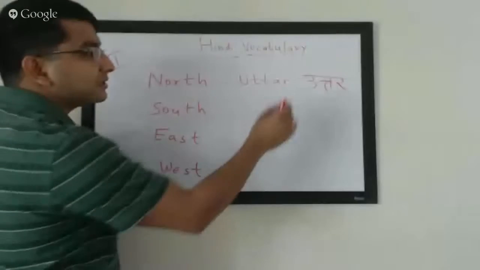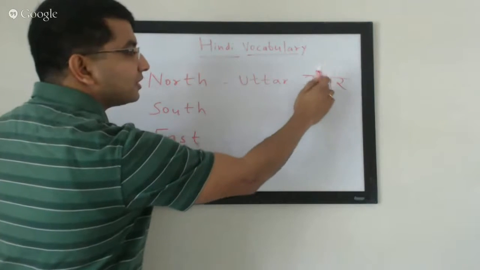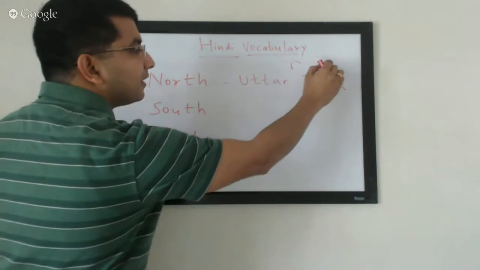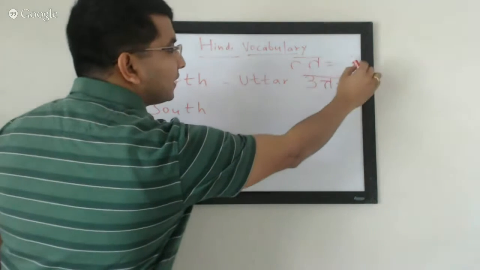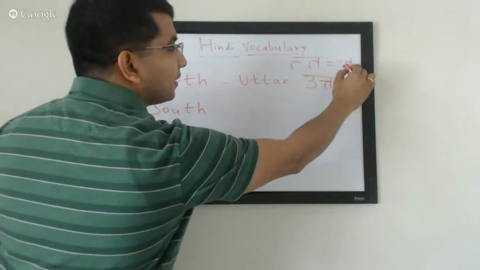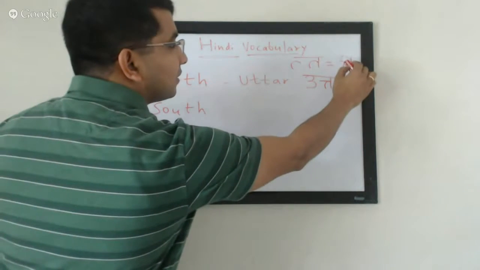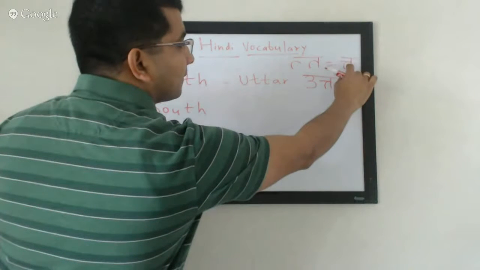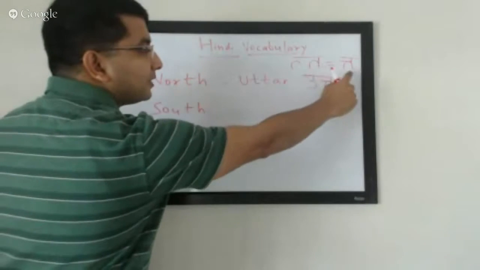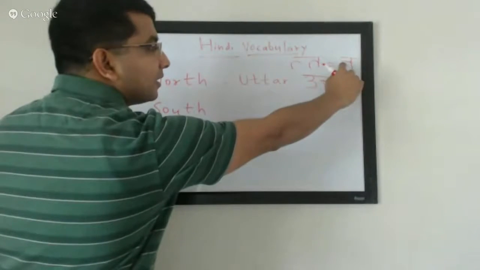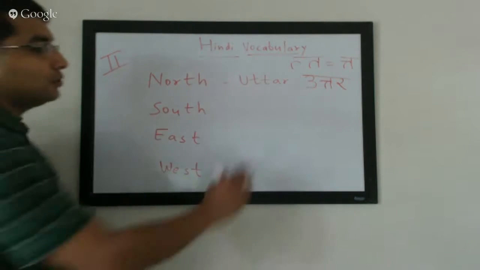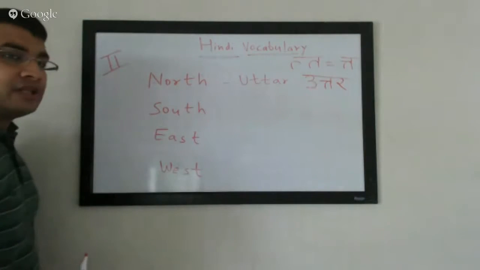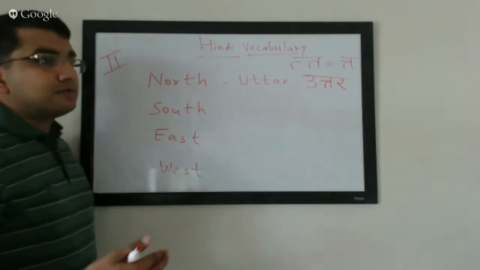And this is nothing but a special formation here when you have a half t and a full t right next to it. You can replace it with a t and then a small tile on top of the t. So half t and t can be replaced with a t with a tile on top of it, and you call it uttar. Uttar means north.